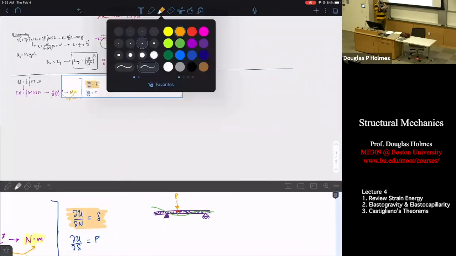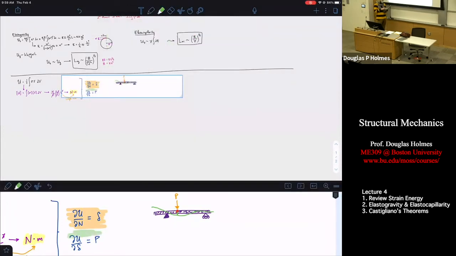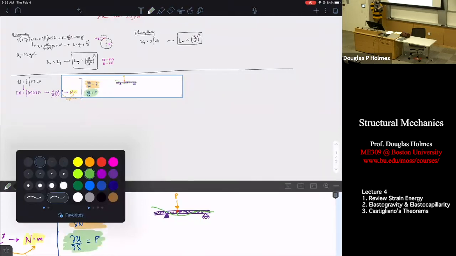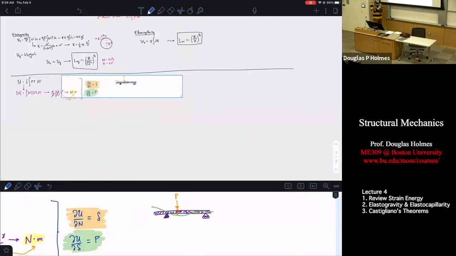I think I wrote them out of order, but this one in orange is known as Castigliano's second theorem. And this one in green is his first theorem.